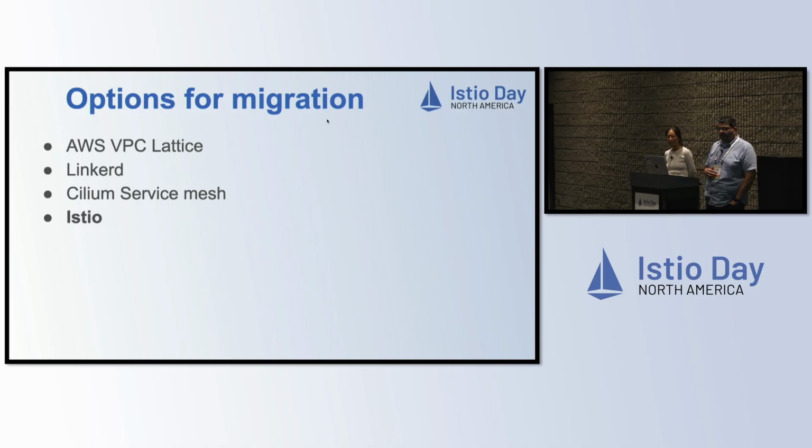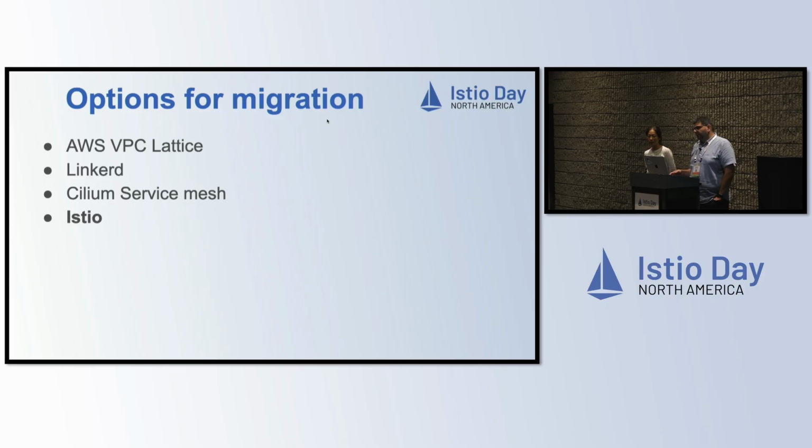Cilium Service Mesh was a very appealing option. But our main concern with it is that in order to use it at full feature, we need to switch the VPC CNI. So we would need to switch the whole networking infrastructure just to have the service mesh capabilities of Cilium. And that brought us to Istio.